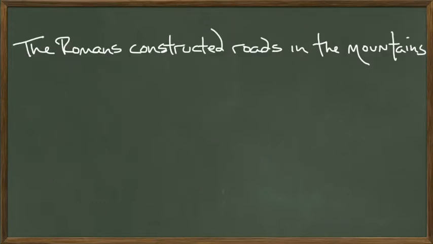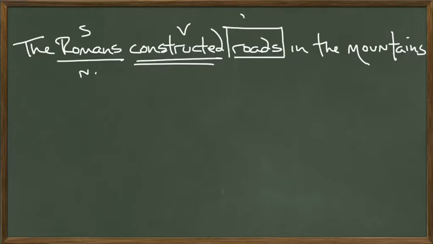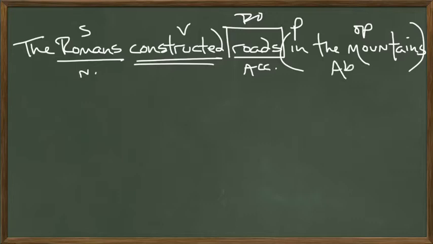The Romans constructed the roads in the mountains. Last sentence. Subject of the sentence, Romans. Subject of the sentence, nominative case. What are they doing? They're constructing. Verb. What are they constructing? They're constructing roads. Direct object, accusative case. Where are they constructing these roads? In, preposition. In what? Mountains. Object of the preposition. In the mountains, prepositional phrase, ablative case.